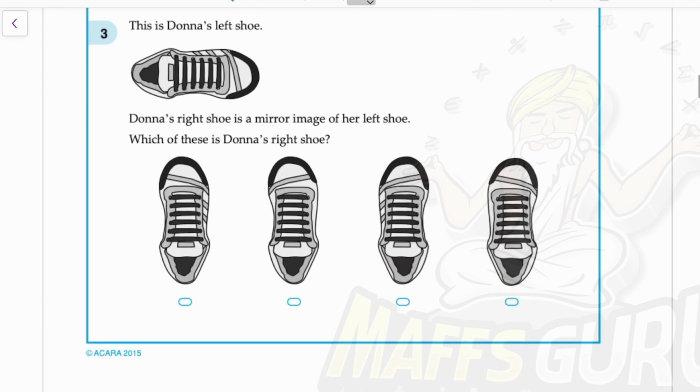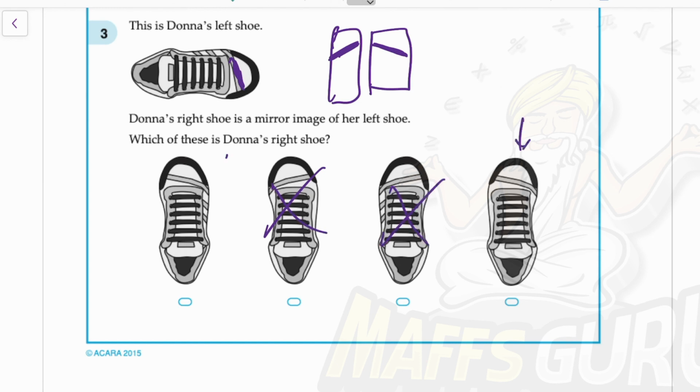This is Donna's left shoe. Donna's right shoe is a mirror image of her left shoe. Now by a mirror image, it means it looks like it's been in a mirror. Which of these is Donna's right shoe? Well, what I notice here is if I was going to turn that shoe around the right way, I've got a section that seems to do that. So this section here seems to do that, so my mirror image would look like it's going to do that. So it can't be this and it can't be this. So it's either this shoe or this shoe here.